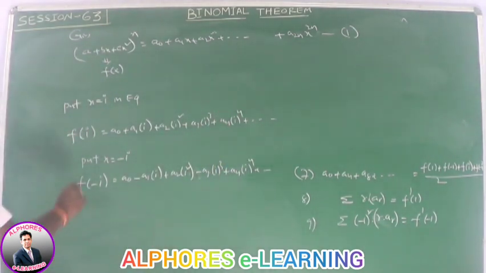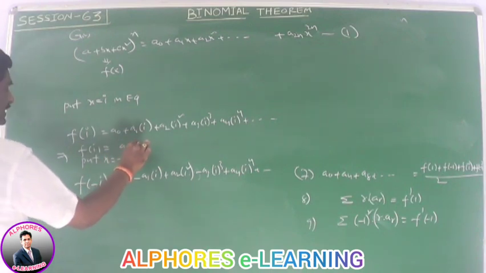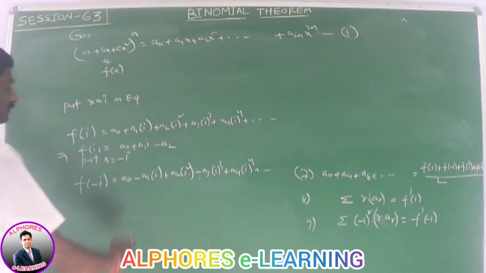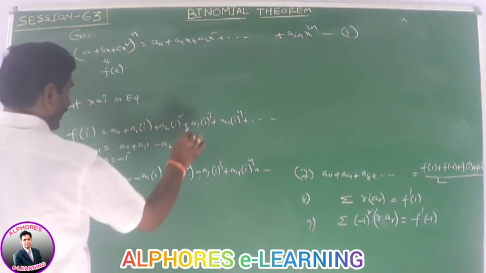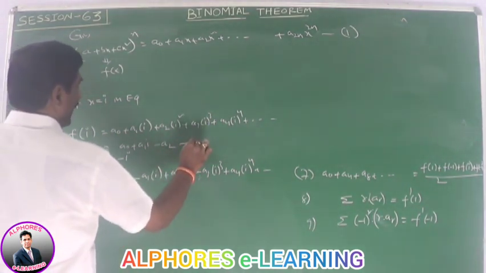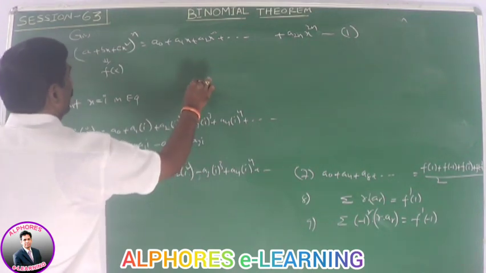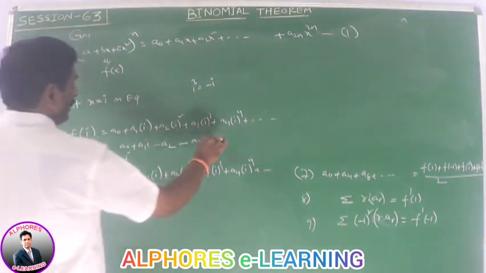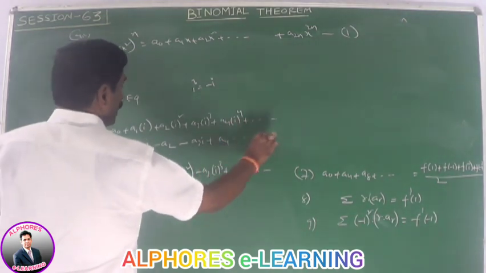That means here f of i is equal to what is the value? a0 plus a1 i. i square means minus 1, minus a2. Okay, minus a2. Next, what is this value? Minus a3 into i. i cube is equal to value minus i square into i. Next, here a4 into 1, a4, so on.